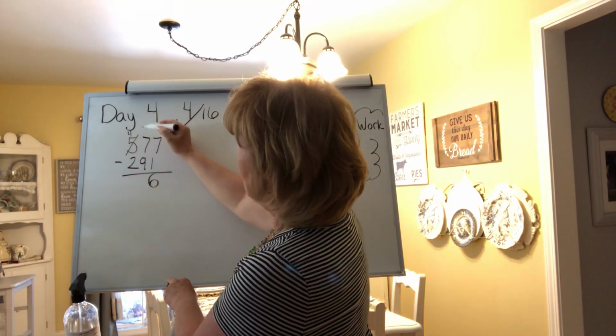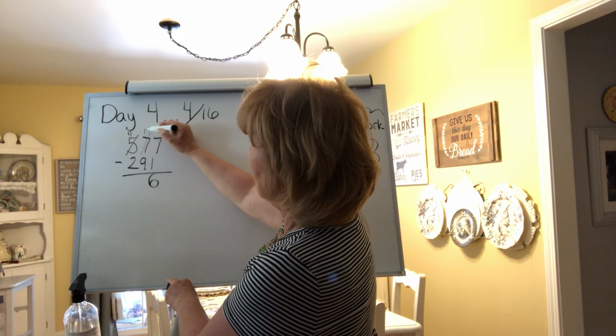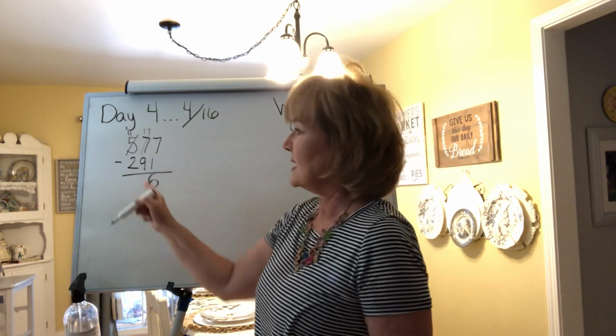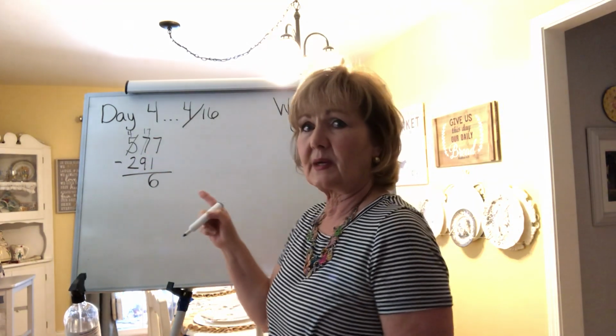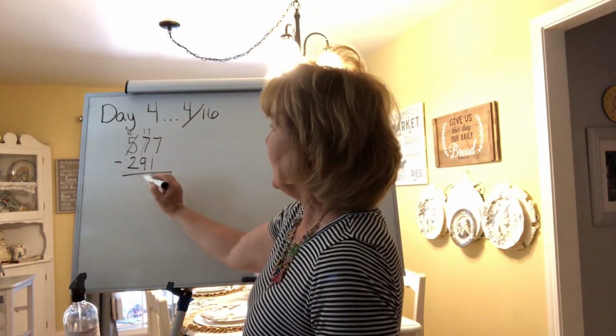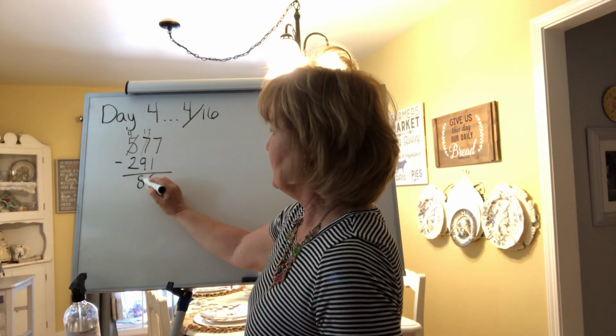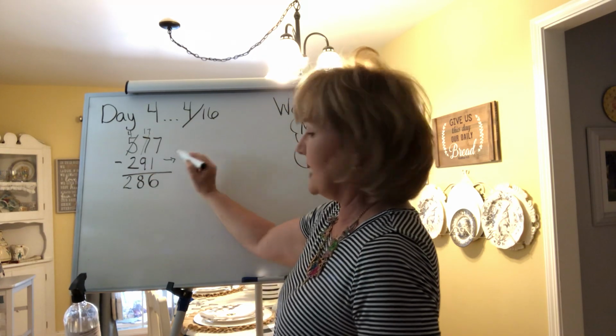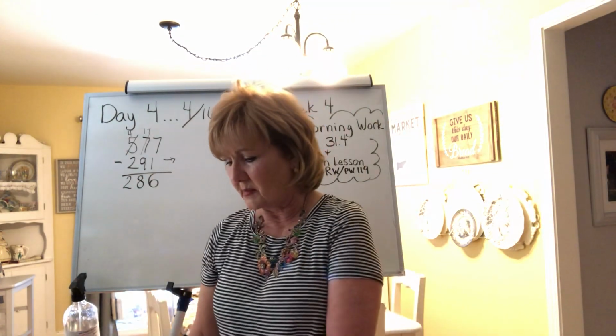And that leaves 4 hundreds. We bring that over, join it with our 7 tens. We've got 17 tens. Take away 9, 17 take away 9. 8, good. And 4 take away 2 is 2. So that's how you will do the rest of those problems.